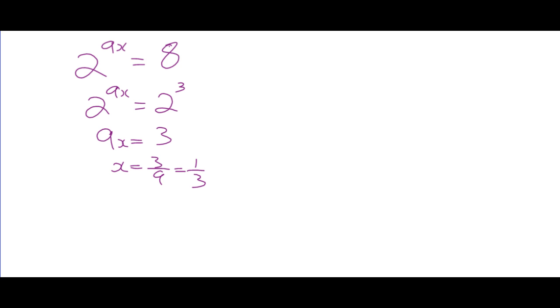Now, if the question says rounded to the nearest tenth, then what's x? 0.3. This is rounded to the nearest hundredth, 0.33. Okay, so it could be that it's a numeric response question and you're doing some rounding.